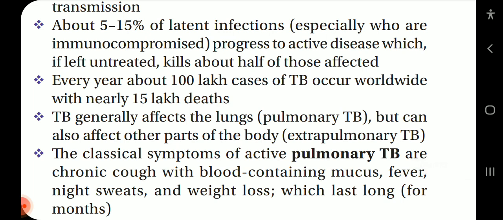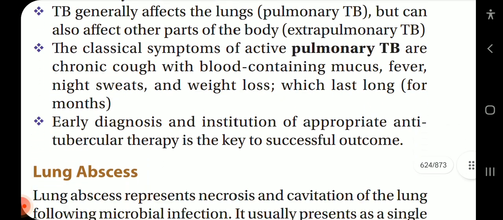About 5 to 15% of the latent infections, especially in those who are immunocompromised, progress to active disease, which, if left untreated, kills about half of those infected. Every year, about 10 million cases of TB occur worldwide with nearly 1.5 million deaths. TB generally affects the lungs, pulmonary TB, but can also affect other parts of the body, extrapulmonary TB.